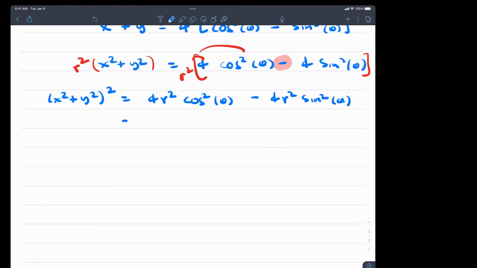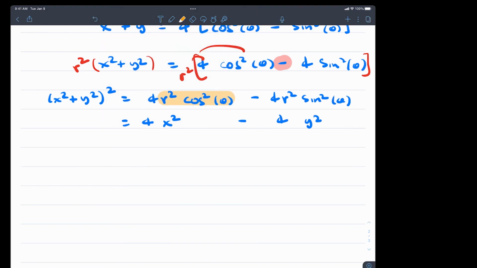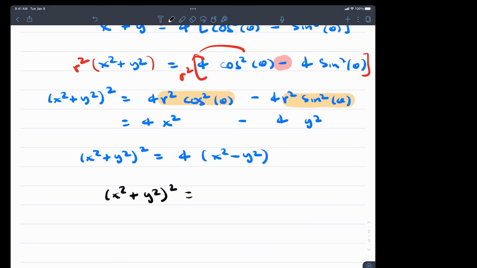And then now I'll say this is going to be 4 x squared minus 4 y squared. Does anybody know why? Isn't that x squared? Isn't this y squared? So at the end of the day, x squared plus y squared squared is, I'm going to factor out that 4. I'm going to keep it out. Okay? And I know I've been putting my final answers in black. Highlighting in blue just to be consistent here.